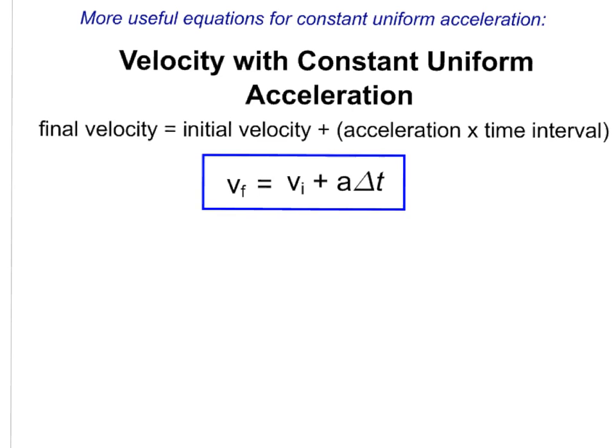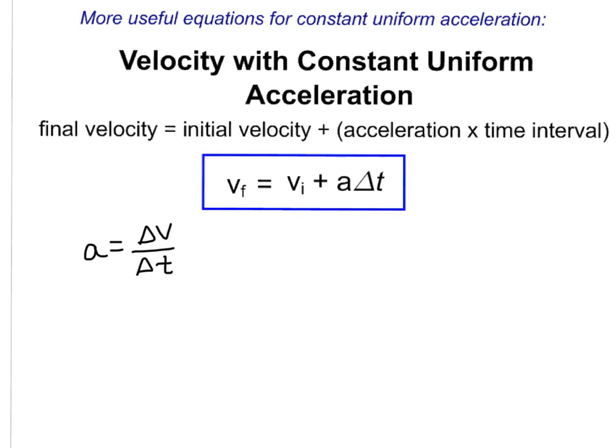So we're going to look at two more useful equations when it comes to constant uniform acceleration. The first one, I'll just give you the equation up front, and I'm going to show you how I get that equation. Let's say I would like to know my final velocity. Well, I have all the information I need with the equations I have, and I'm going to show you how we end up deriving this. Let's start with what we know.